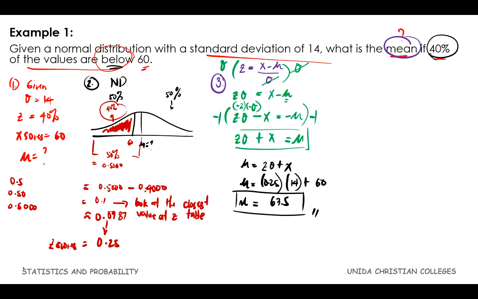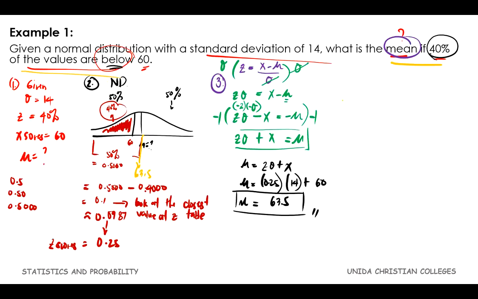Okay, so ibig sabihin dito sa ating drawing or sa normal distribution, here is 63. Okay, change ko lang yung color class, sobrang tingkad. Yan. Here, yung center natin, that is 63.5. So, napatunayan talaga natin that the 40% of the values are below 60. Okay? Kasi mas mataas pa din si mean doon sa condition na binigay nila or dito sa problem.